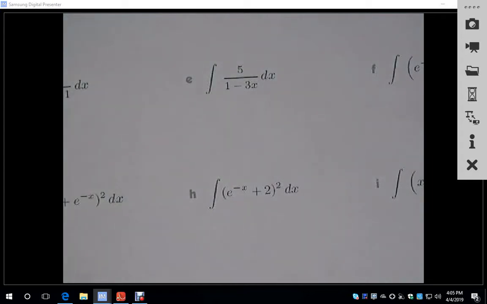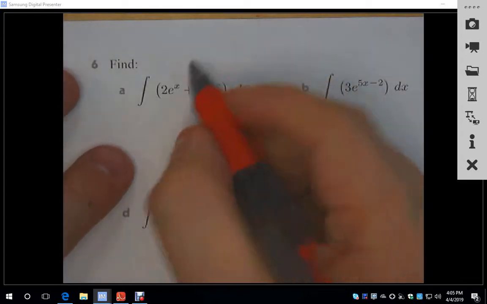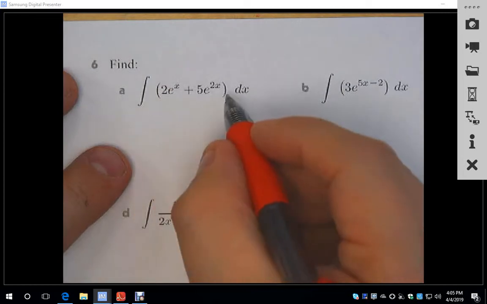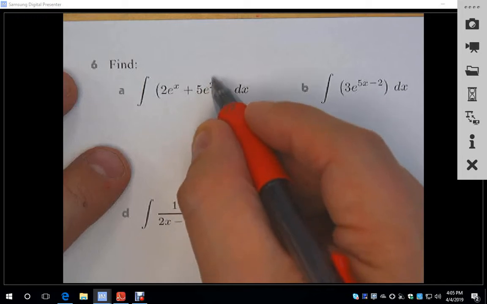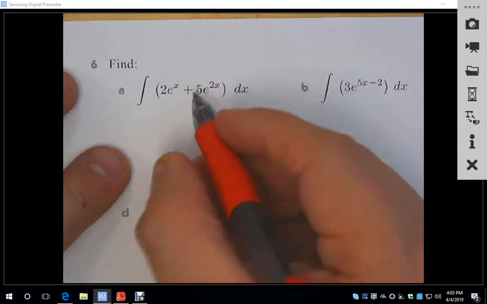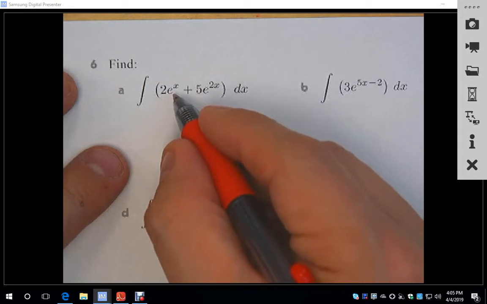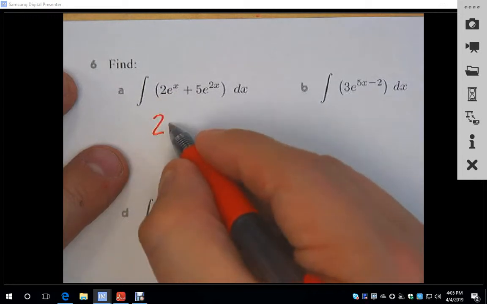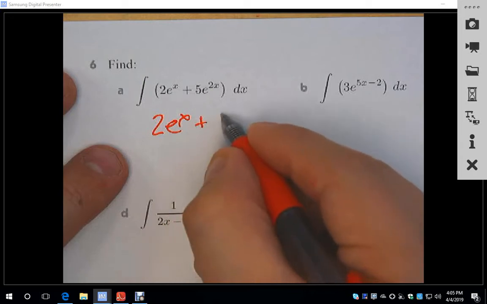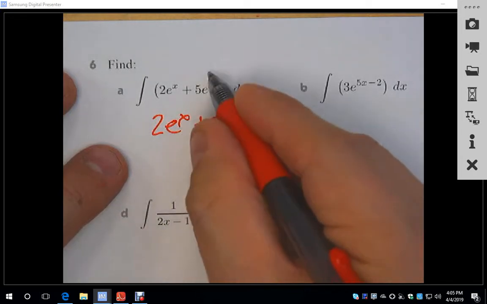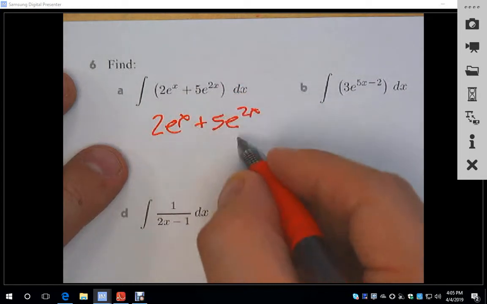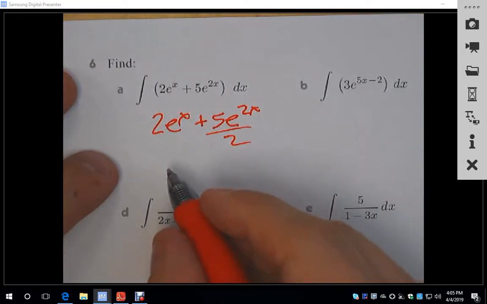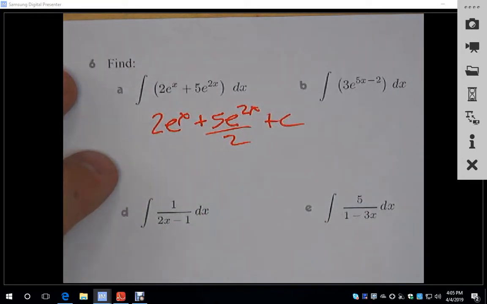So let's see. We're going to do a couple more. Again, we're going to make sure that the inside function is linear. Here we have an inside function inside of our function of e, so that's linear. So the integral of e to the x is just e to the x, so I have 2 times e to the x, and then we have 5 times e to the 2x, that's the integral of the outside function, and we need to divide by the derivative of the inside function, which is going to be 2, so divide by 2. And then we have to remember to add a c at the end.